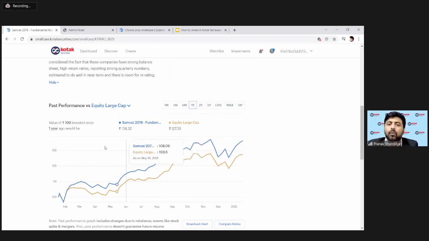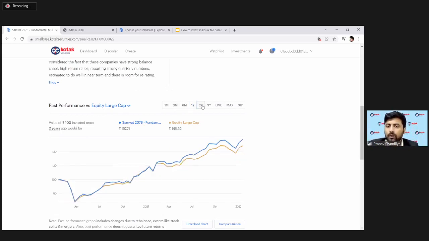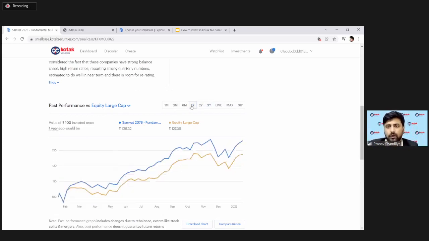So when you see the performance graph, every performance graph starts with a notional value of 100. What this is trying to show is what kind of return the user would have made if the user had invested 100 rupees over a period of 1 year or over a period of 2 years, 3 years, and so on. So let us take 1 year as an example for this particular basket.